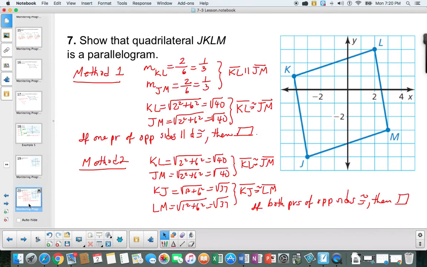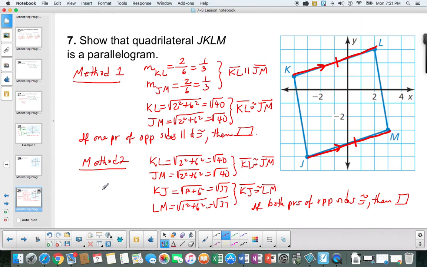Okay, here's the answer. You may have used the slopes like I did, but I want to show you some other methods that you could use. One method you could use is to find the slopes of just two sides. So for this particular problem, I am going to only work with side KL and JM. I'm going to find its slope, and I'm going to notice that these are parallel. And then I'm going to find the distance, and I'm going to find that they're congruent. And therefore I can say if one pair of opposite sides are parallel and congruent, then it's a parallelogram.